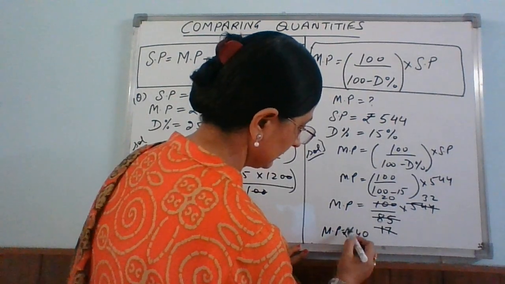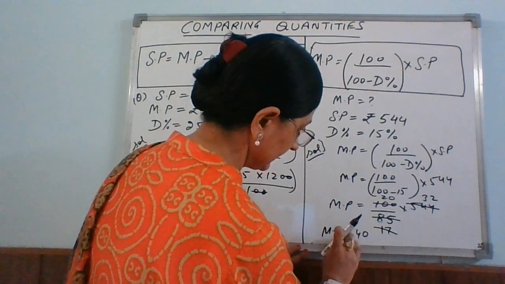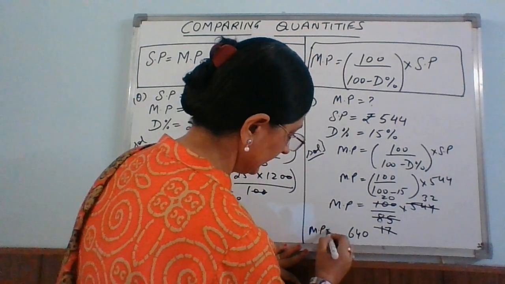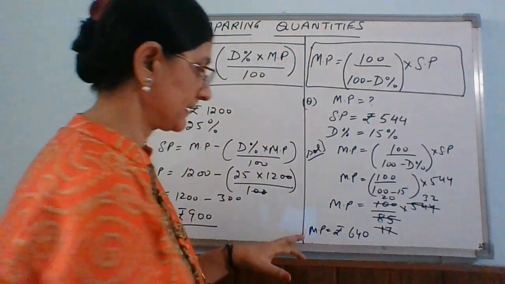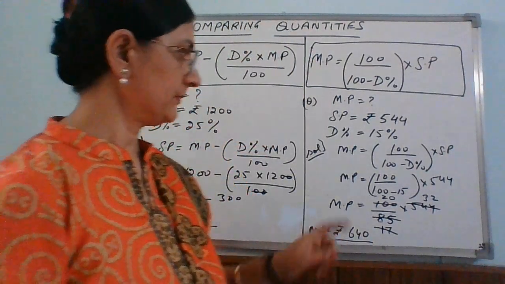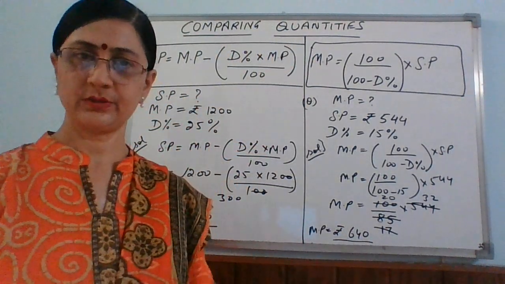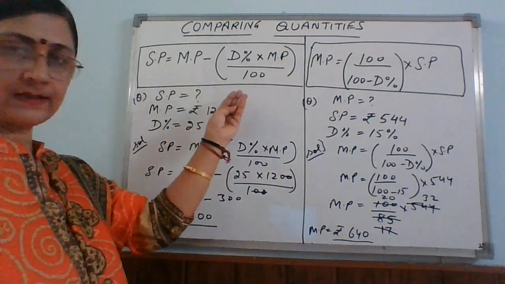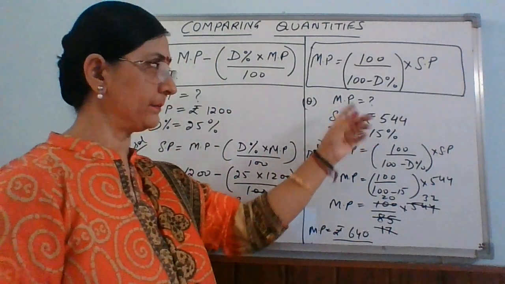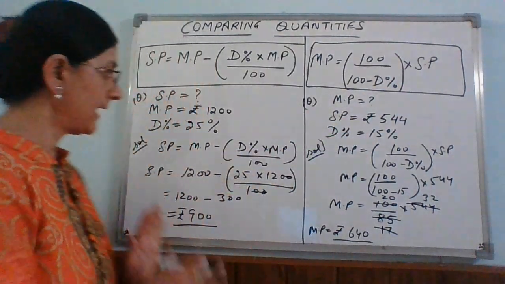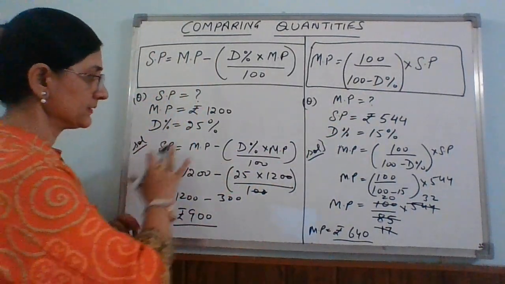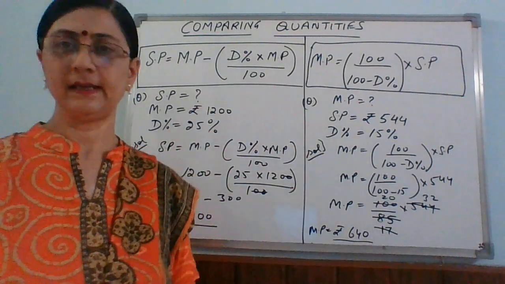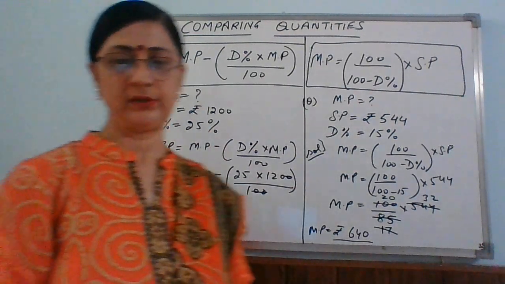So here it will be 640 rupees, right? So mark price will be rupees. You have to put the symbol of sign of rupees, right? So we have done the questions. How to find SP, MP and discount percent given. How to find MP when SP and discount percent are given. Right children? So you can do the questions in which you have to find SP, you have to find MP. I hope it's clear. Now we'll do the next topic.